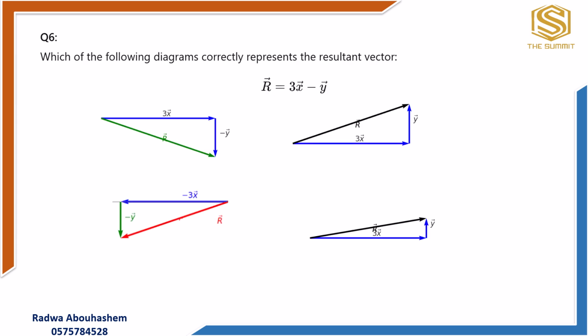Which of the following diagrams correctly represents the resultant vector 3x minus y? Good. So here is 3x, and minus y just means it's going downward in the opposite direction. So here is y. My vector should start from here to here. So this is r. So which one of these matches my vector? This one.